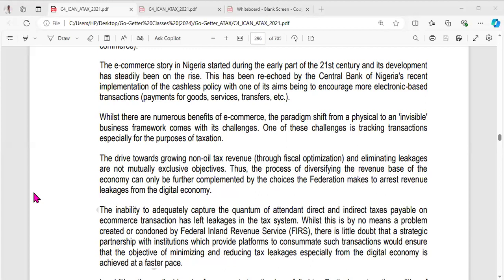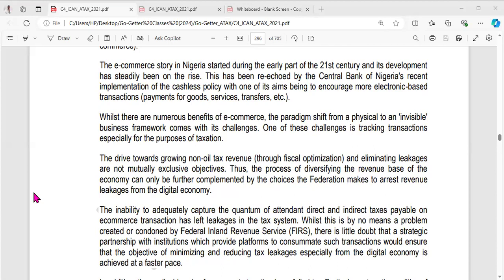One of these challenges is tracking transactions, especially for taxation purposes. So the Nigerian government has not put in place things to help us track our transactions for taxation purposes. The drive toward non-oil tax revenue and eliminating leakages are not mutually exclusive objectives. So eliminating leakages and the drive for non-oil tax are parallel lines which can never meet, and one cannot happen conclusively and concurrently with the other. So the process of diversifying the revenue base of the economy can only be further complemented by choices the federation makes to arrest revenue leakages from the digital economy.